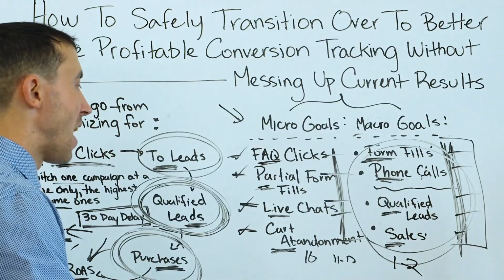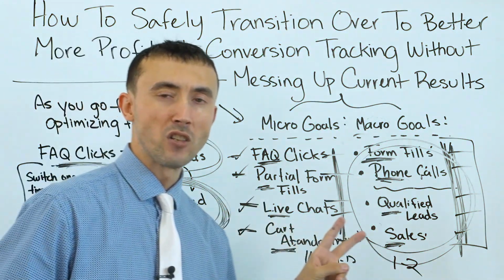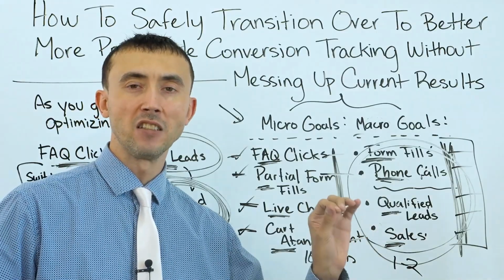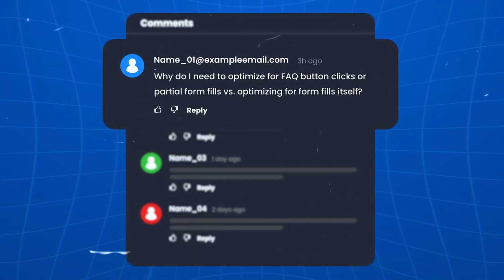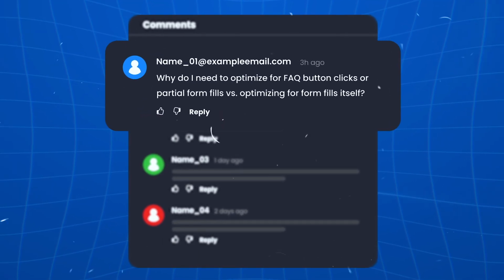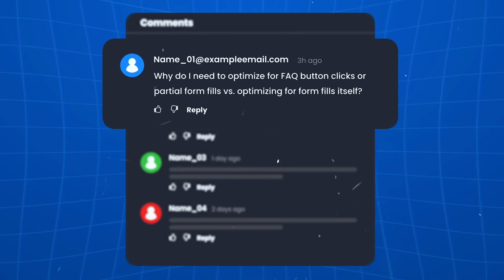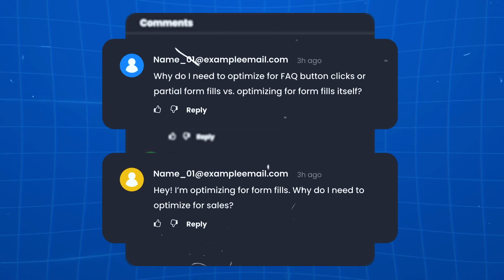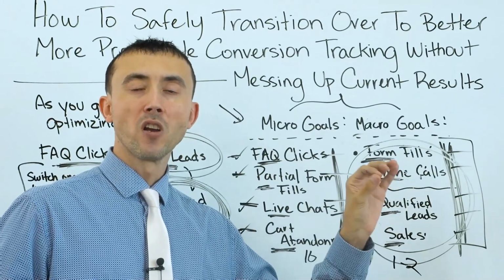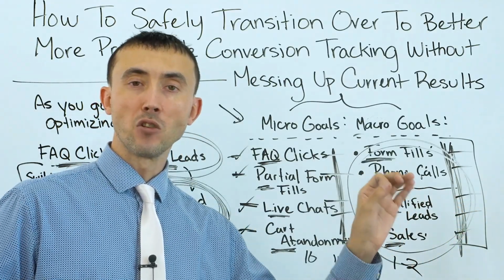All right. Now, with that said, people often question. There are 2 main questions that people ask that are fallacies as to what stops them from making the real money with ads. They ask, 1, why do I need to optimize for FAQ button clicks or partial form fills versus I can just optimize for form fills itself? They also ask, hey, I'm optimizing for form fills. Why do I have to optimize for sales? Both of those are going to stop you from making most of the money you can make with your ads, either short or long term.